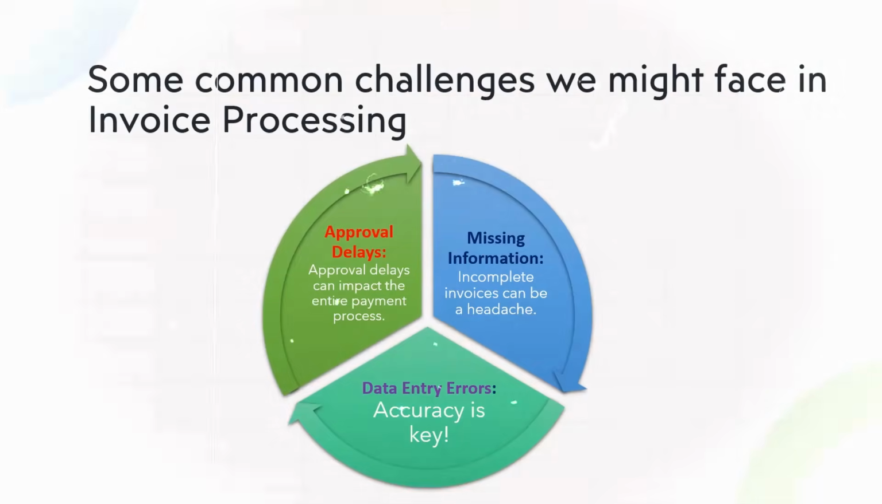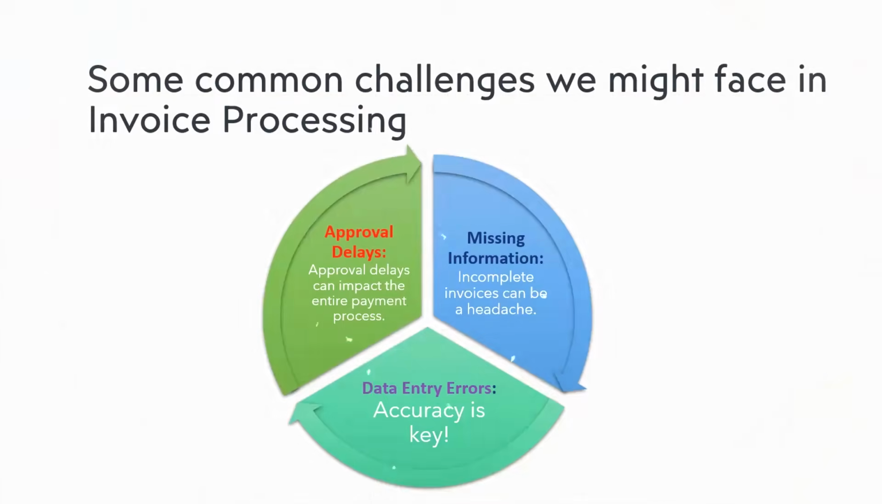Then the second most challenging situation can be missing information. If the invoice which we have received has incomplete information, it can cause a headache because you cannot process an invoice until you have all the required information as per your process. So if you are receiving any invoice where some information is missing, then it will stay in the open queue until you have all the required information, which is a major challenge in invoice processing.